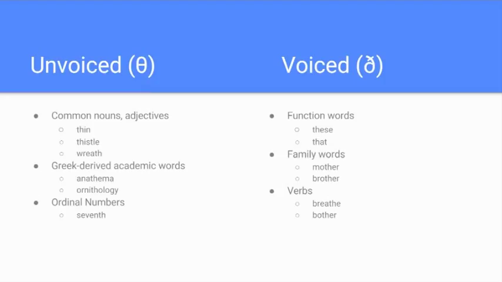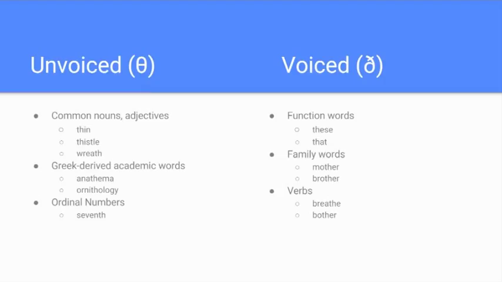We also have them in a lot of Greek-derived academic words, anathema, ornithology. There are a lot of thologies, pathology, and some other ones that you'll see this unvoiced TH. And then we have it at the end of all of our ordinal numbers, or at least most of our ordinal numbers. 7th, 10th, 176th, that's an unvoiced TH.